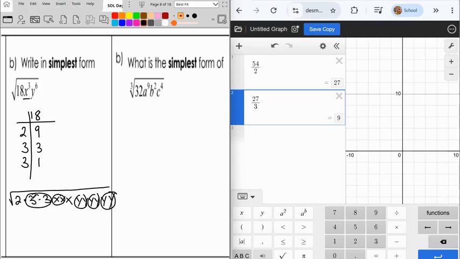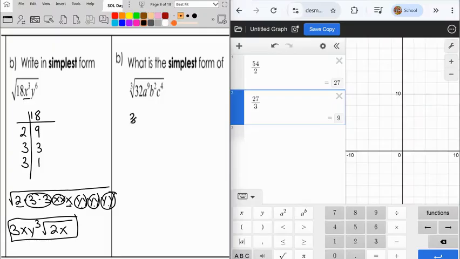All right, and whatever we circled, those groups are coming out, and then the singles are staying in. So that is one group of 3, one group of x's, and 3 groups of y, and then the 2 and the x stay in. And we're done.